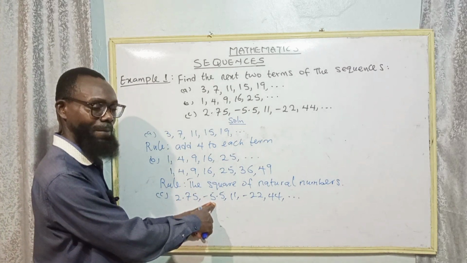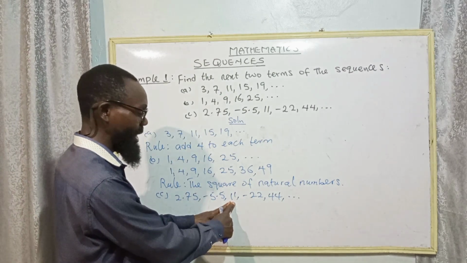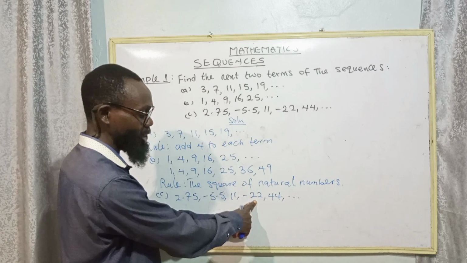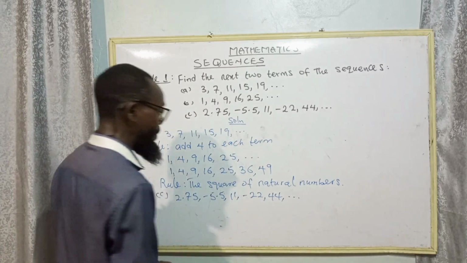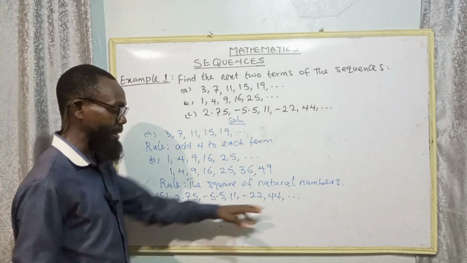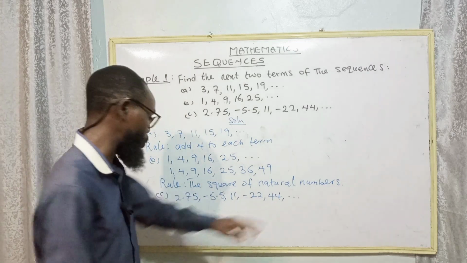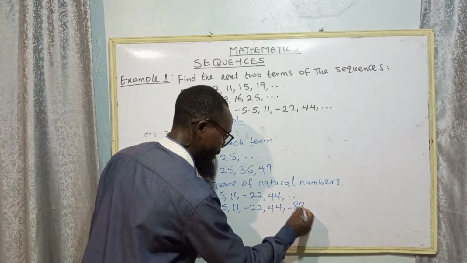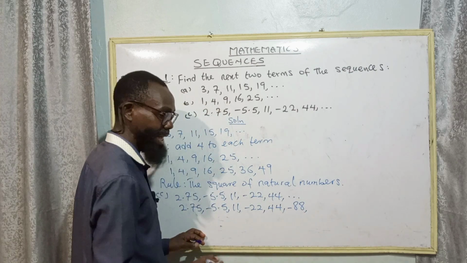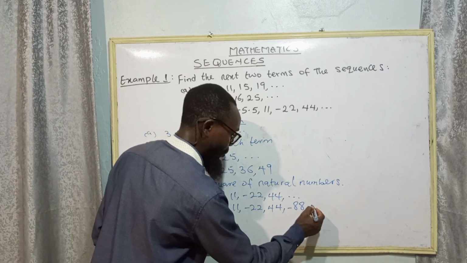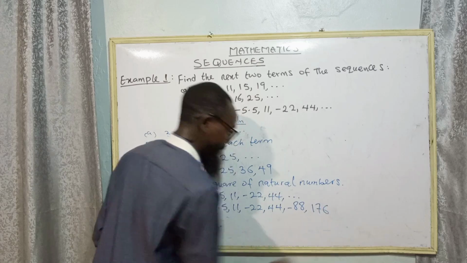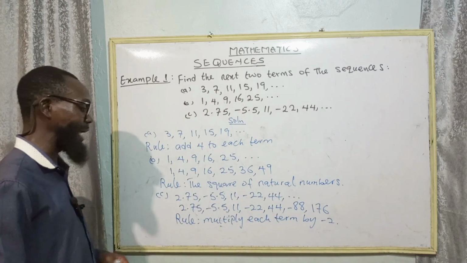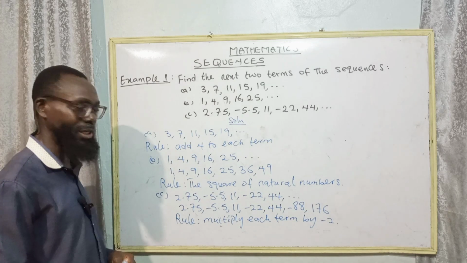Minus 5.5 by minus 2 will give me 11. 11 by minus 2 will give me minus 22. Minus 22 by minus 2 will give me minus 44. Then minus 44 multiplied by minus 2 as well, so I'm going to have 88. 88 by minus 2, I will have minus 176. Now, what is the rule? The rule guiding this is that we multiply each term by minus 2.